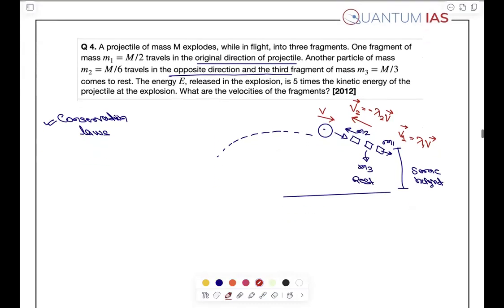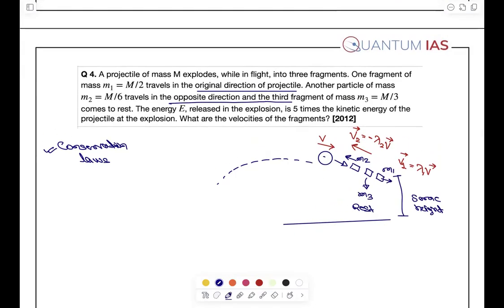First, momentum conservation. What was the initial momentum? It has mass m, so m into v. What is the final momentum? m3 we will write as zero, and m1 and m2 remain. So it is m1 into v1 plus m2 into v2. If you want, you can also write m3 into v3, but this is going to be 0 because it is coming to rest.